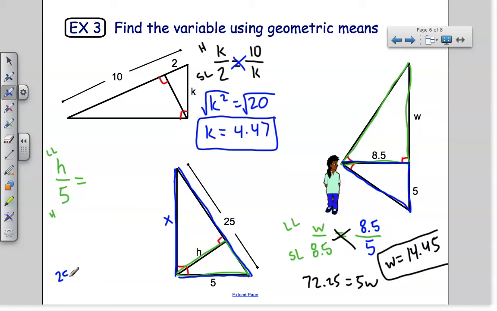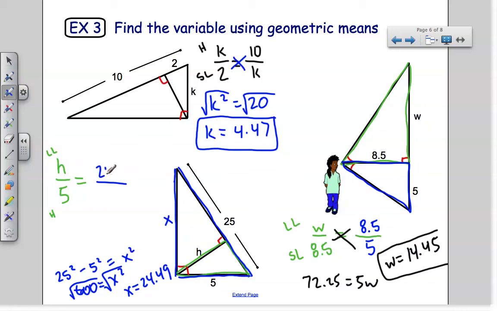Whew, a lot of work here. So I'm going to do hypotenuse squared, which is 25 squared, minus the one leg I have, which is 5 squared, and that should equal the unknown leg squared that I'm looking for. 25 squared minus 5 squared gives me 600. And that equals x squared, and I know I square root to undo squared. Square root of 600 is a decimal. We'll go to 2 decimal places. It's 24.49.